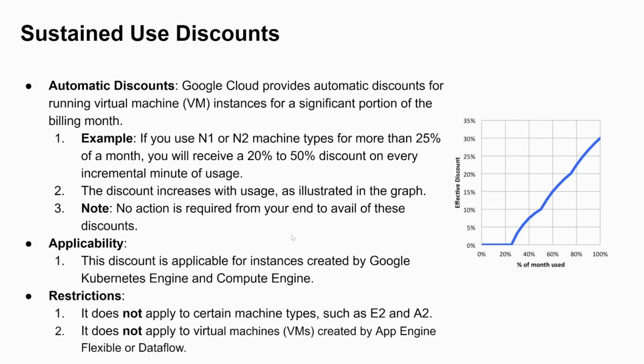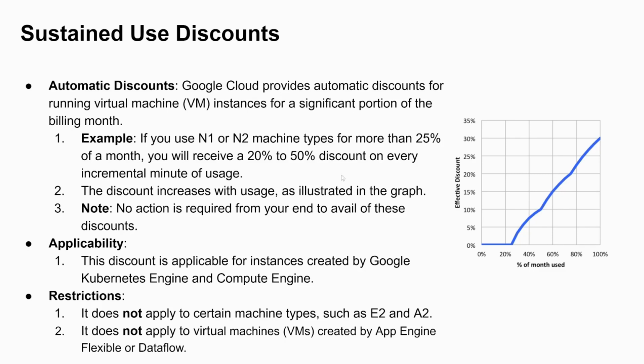So in this video, let's talk about sustained use discounts. Google Cloud offers sustained use discounts as a way to reward users for running their virtual machine instances continuously over a significant portion of the billing month. This happens automatically. That is, you do not need to do any kind of settings from your side.